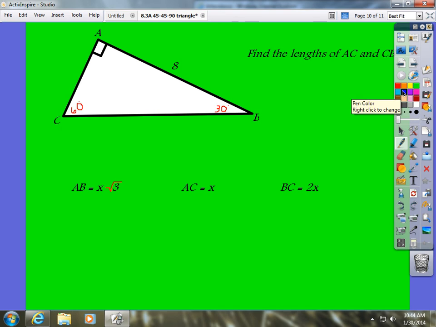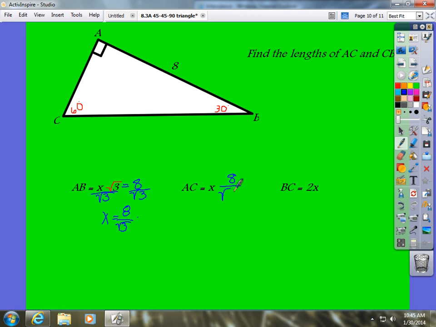Alright, so this time we have the longer length. Okay, that makes it a little more difficult because we actually have to do some math here. The longer length is equal to x times the square root of 3. And we're given that it's 8. So what do I do to solve for x? Well, I divide by the square root of 3. So I'm going to have x equals 8 divided by the square root of 3. And I'm going to leave it like that. Okay? So my x, my side AC, is going to be equal to 8 divided by the square root of 3.